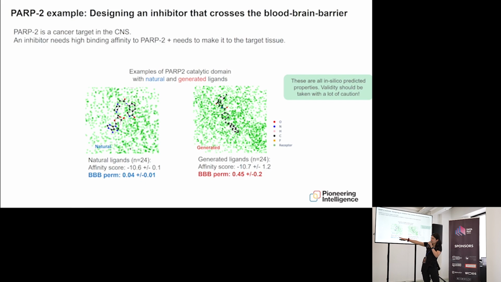If you put those into the docking, they give you an affinity score of -10, that's fairly high, but they're not very permeable, so the permeability model tells you the likelihood is just 4% on average. If we now take our RL version of the small molecule diffusion, we also generate 24 ligands, to be fair, and put them into the docking. They have a similar affinity score of -10, but now the blood-brain barrier permeability is at 45%.